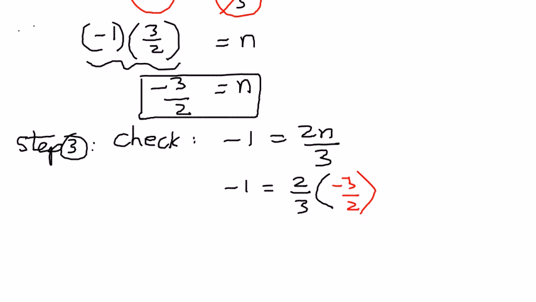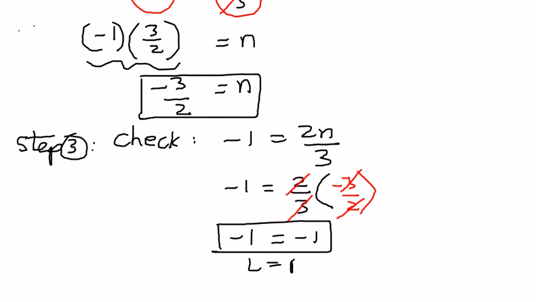And now, as you can see, on the right hand side we have a 3 in the denominator, 3 in the numerator, 2 in the numerator, 2 in the denominator. So therefore, -1 is equal to the value we have on the right hand side, which is also -1. Therefore, the value on the left hand side is exactly equal to the value on the right hand side, and therefore the value of n which we have determined as -3 over 2 is exactly correct.